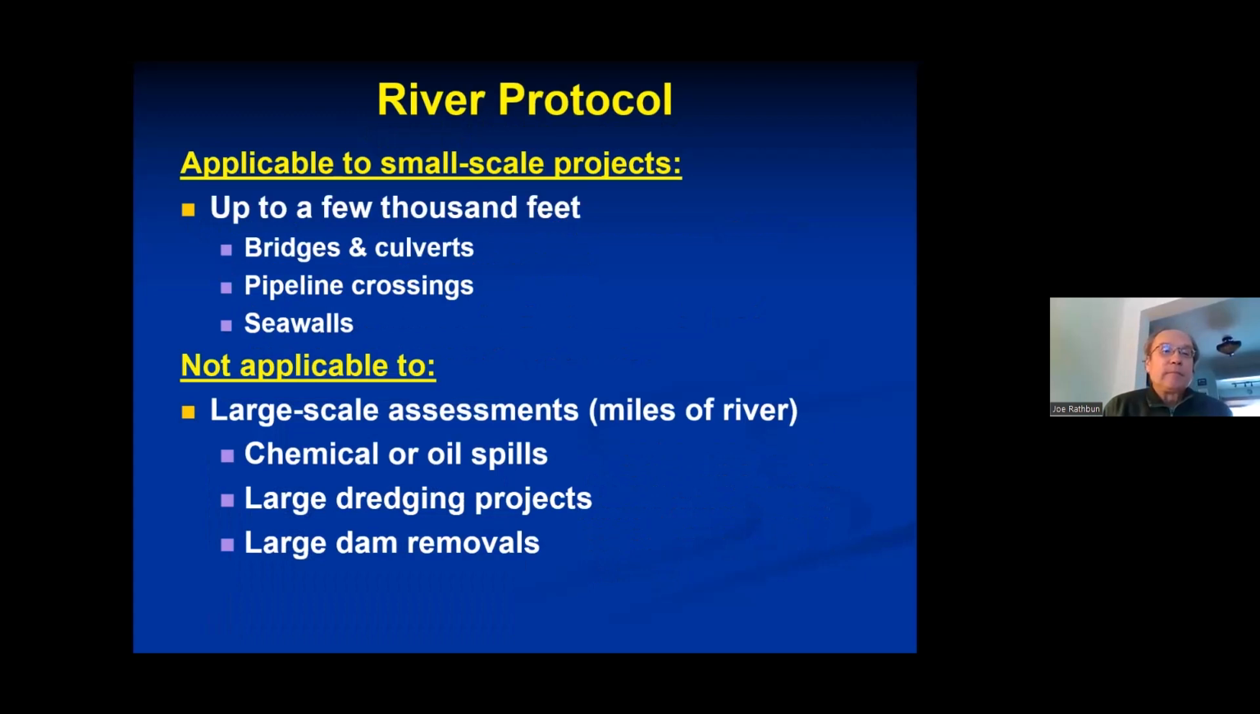So the river protocol is applicable to fairly small scale projects up to a few thousand feet. Like I said, bridges, culverts, pipeline crossings. We've seen it applied, unfortunately, to large scale projects: oil spills, giant dredging projects, large dam removals. It was never intended for that. There are other much more appropriate sampling protocols for those types of projects, and I think we've got everybody on board with not approving the use of this protocol for large scale projects.